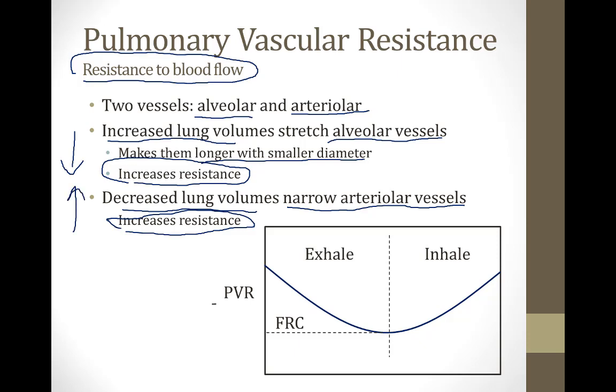This means that your pulmonary vascular resistance, which I've shown down here on this chart, changes as you take in a breath and as you exhale. And it turns out the point at which the total pulmonary vascular resistance is lowest is the functional residual capacity, the FRC. Right between when you exhale and begin to inhale, you're at that FRC, and that's where you found a happy medium between the alveolar vessels and the arteriolar vessels, and the pulmonary vascular resistance will be lowest.